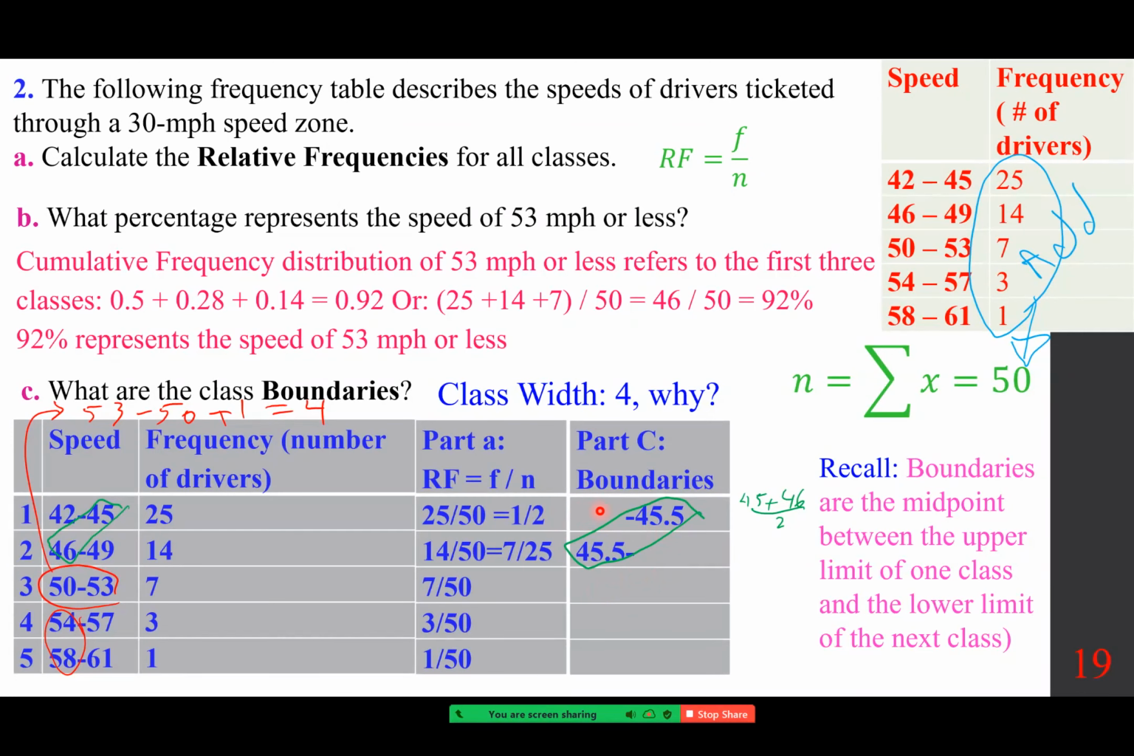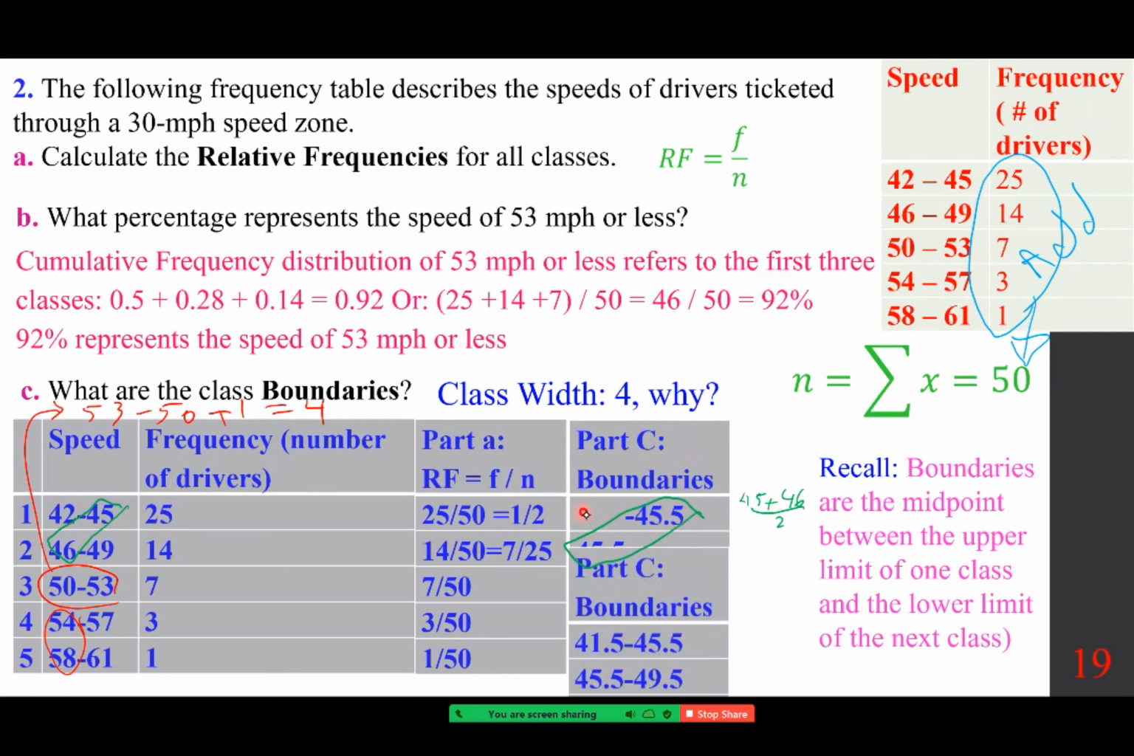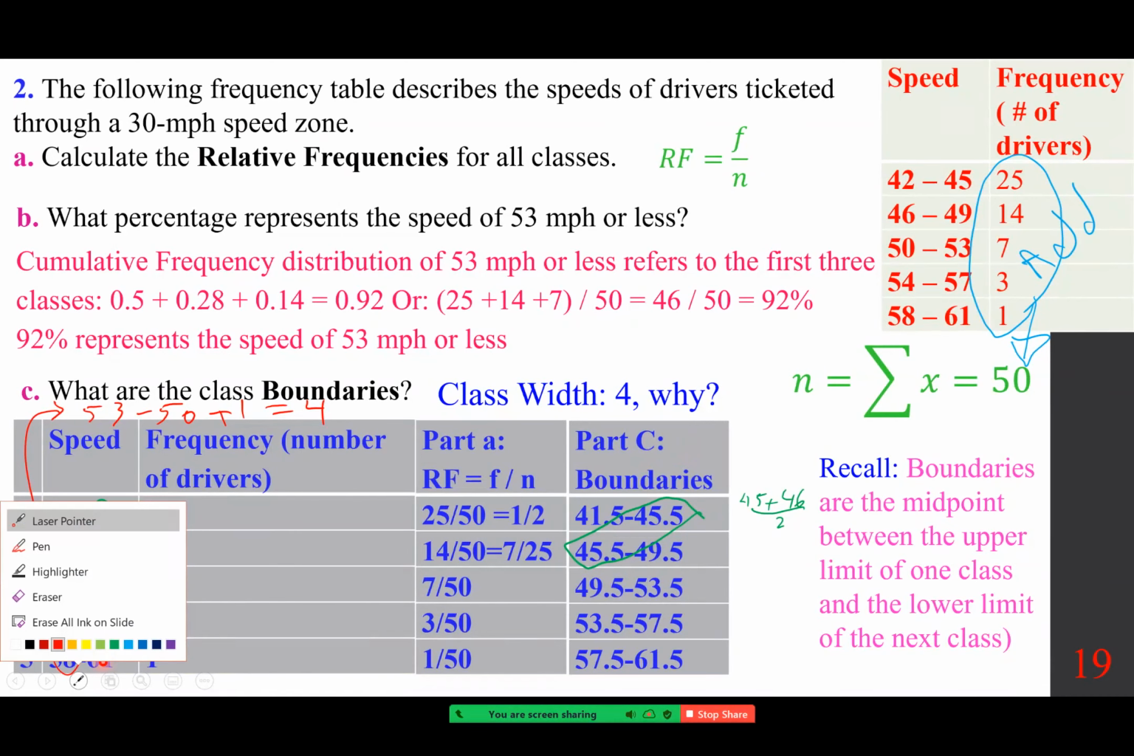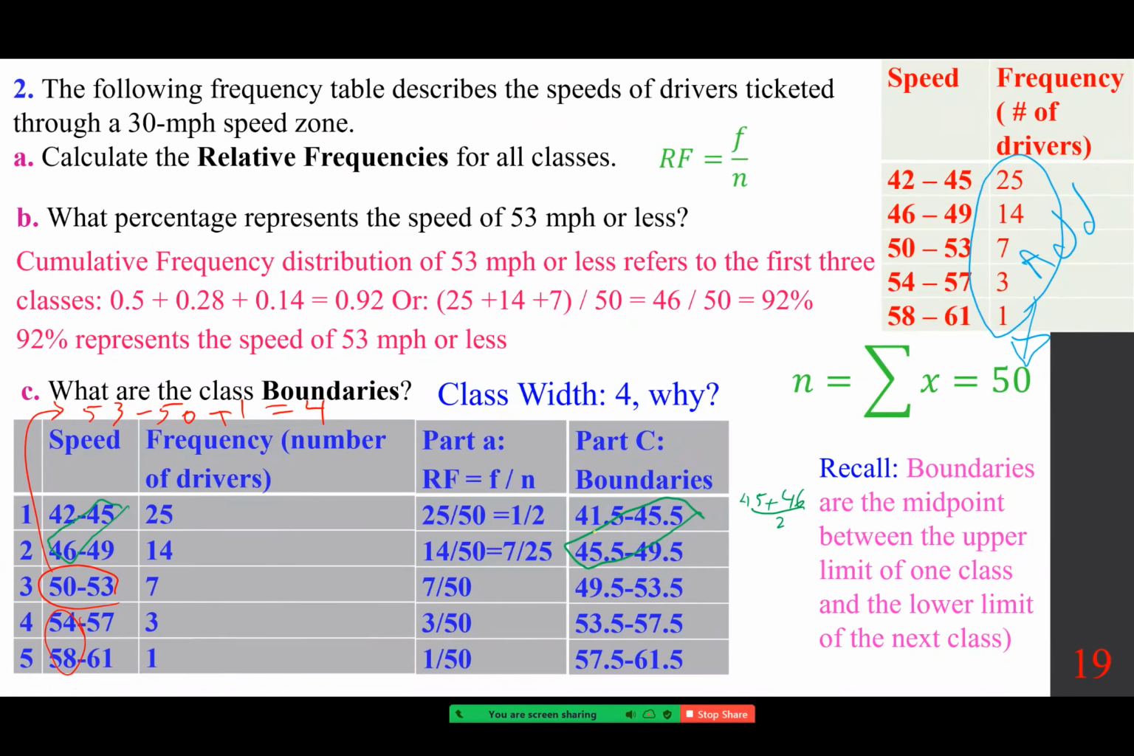What about the lower boundary of the first class? Subtract this 4 from this, and it gives you 41.5. So let me make sure everybody can see what happened here. So this number is 45.5 minus 4. That would be the fastest way to calculate this.